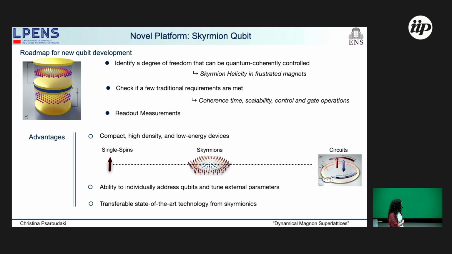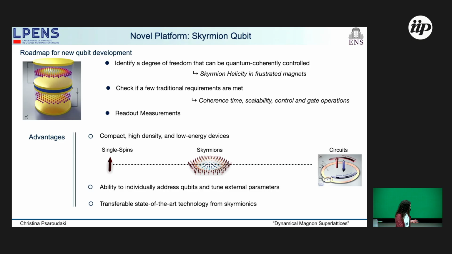There are some advantages, because I guess you might be wondering why we should do that, since we have very well-developed technologies that are competing. So the major advantage is skyrmions have a microscopic size, but still larger than circuit parameters, but smaller than, for example, single spins that are very hard to realize and control. And it's based on spin degrees of freedom. There is no charge here that plays any role. And this degree of freedom is very easy to address externally. And we also have a lot of knowledge coming already from skyrmionics that could be transferable to this platform.